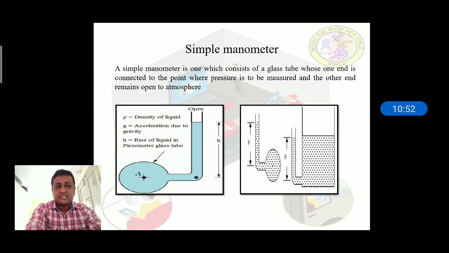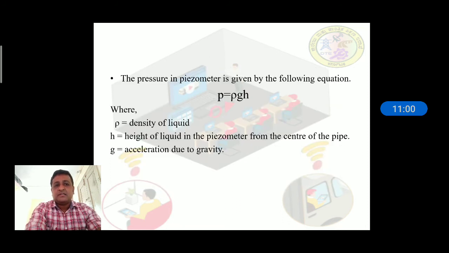This sketch shows how a simple manometer works and how we measure the pressure. This is the formula we use to find the pressure in the piezometer: P equals rho g h. Rho is the density of the liquid, h is the height of the liquid in the piezometer from the center of the pipe, and g is the acceleration due to gravity, which is 9.8 meters per second squared.